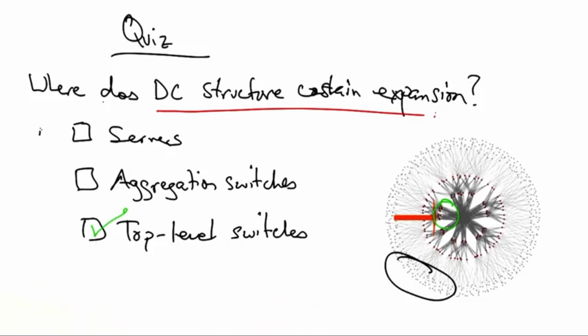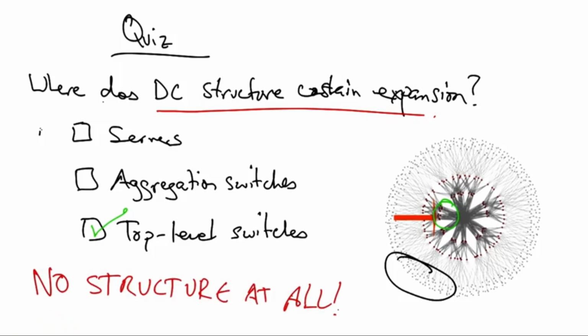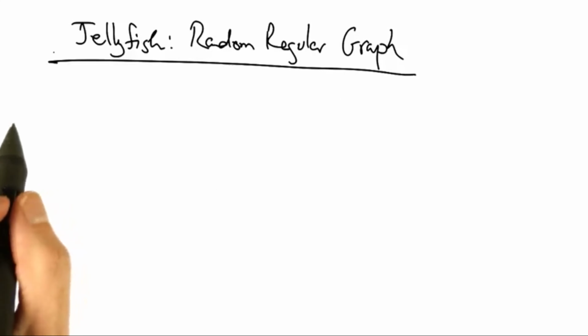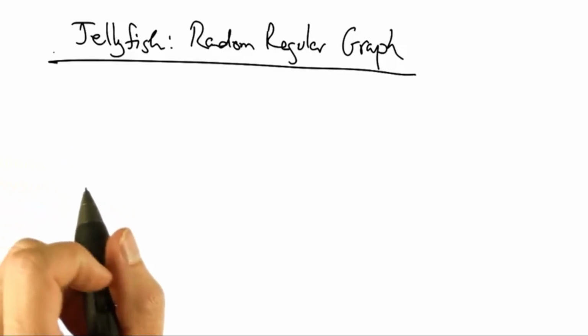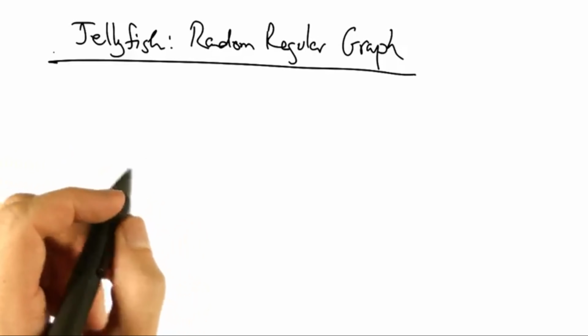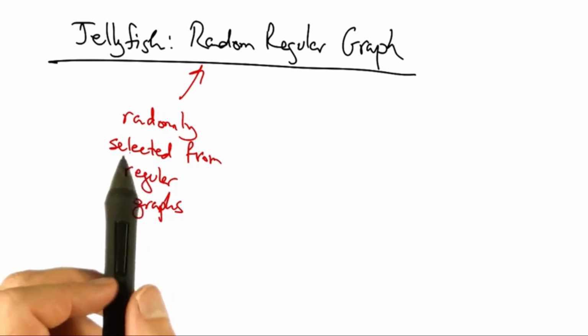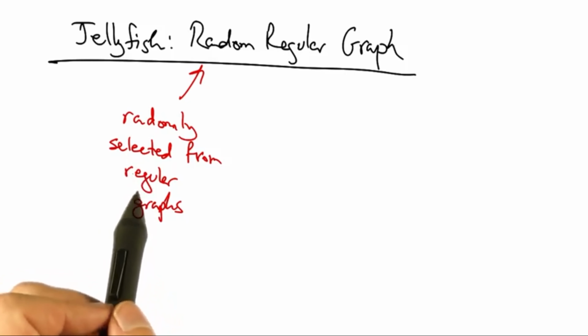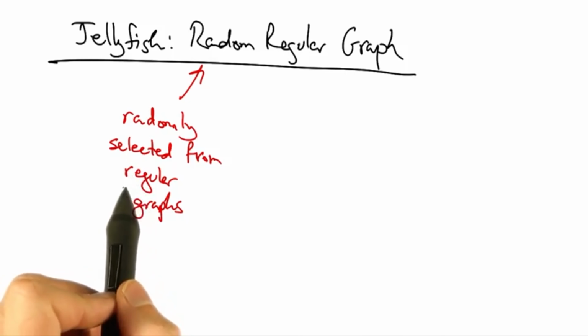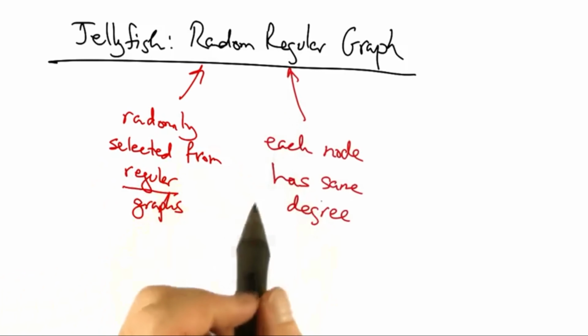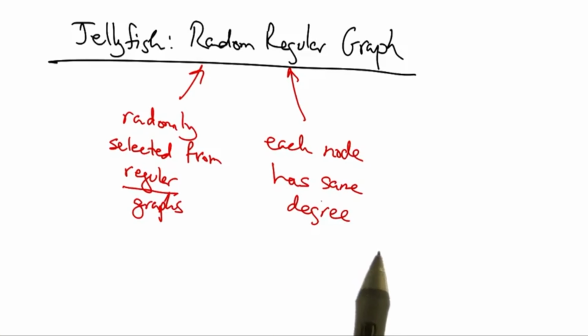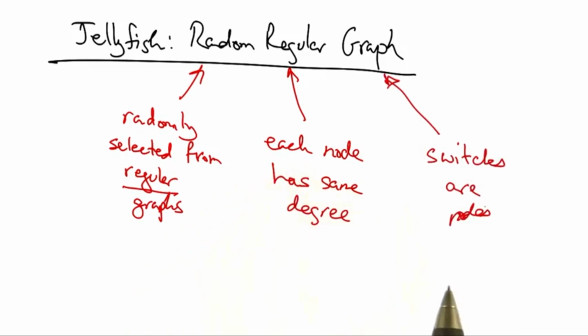Jellyfish's answer to how data structure constrains expansion is to simply have no structure at all. Jellyfish's topology is what is called a random regular graph. It's random because each graph is uniformly selected at random from the set of all regular graphs. A regular graph is simply one where each node has the same degree. And a graph in Jellyfish is one where the switches in the topology are the nodes.